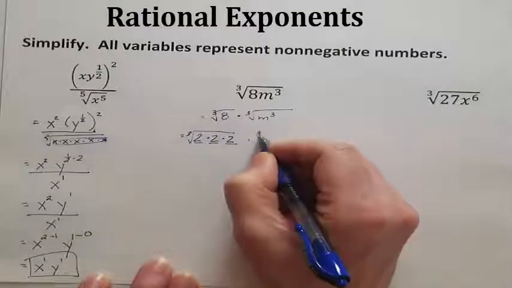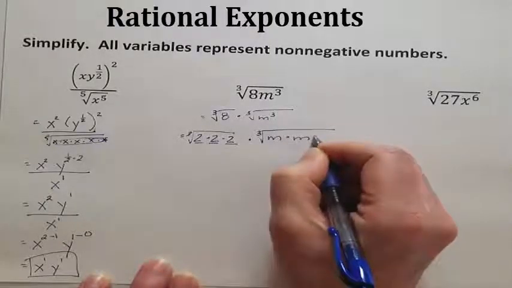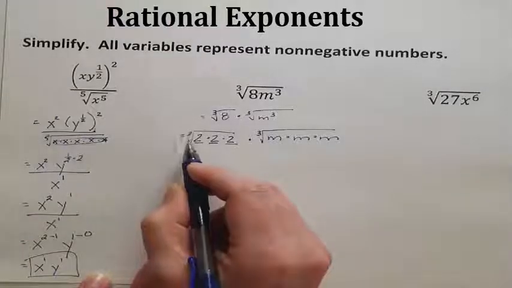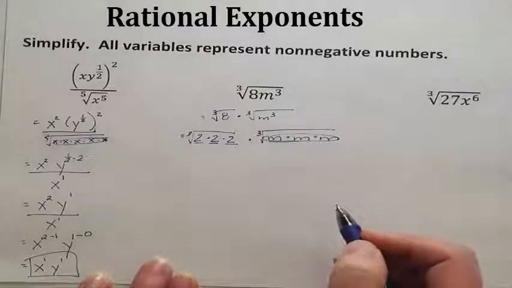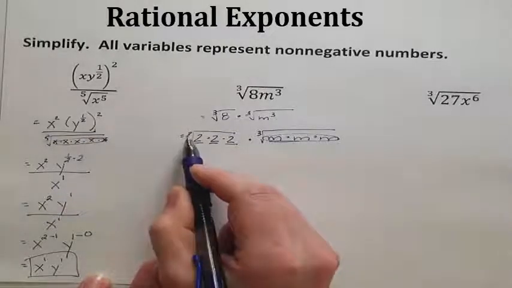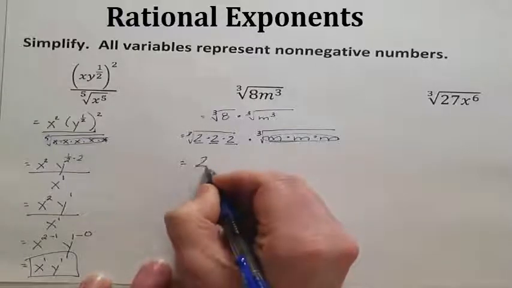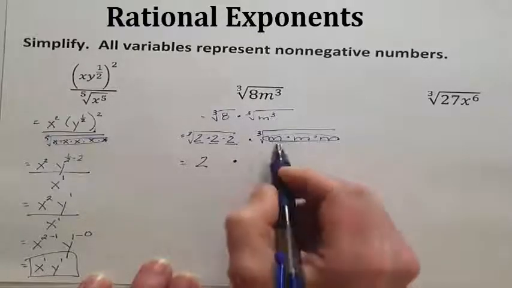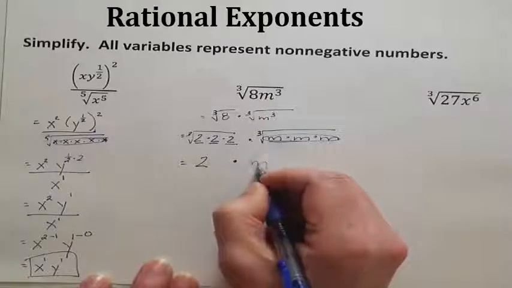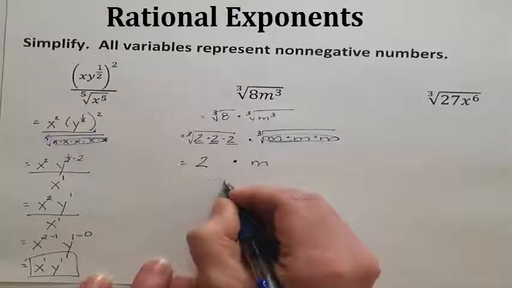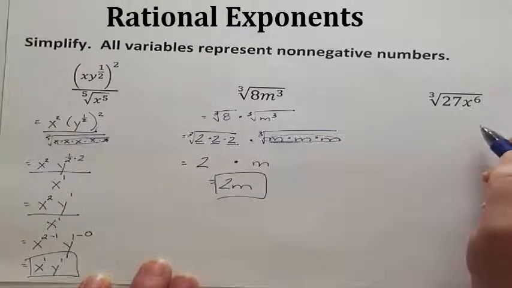The third root of, looking at my variables, m to the third power meant I had m times m times m. So I needed groups of 3. Well, here's one group of 3. So over here, what one number did I multiply together 3 times? Well, it was a 2. Times by, what one letter did I multiply together 3 times? It was an m. So what's 2 times m? 2 times m is 2m. And I'm done.